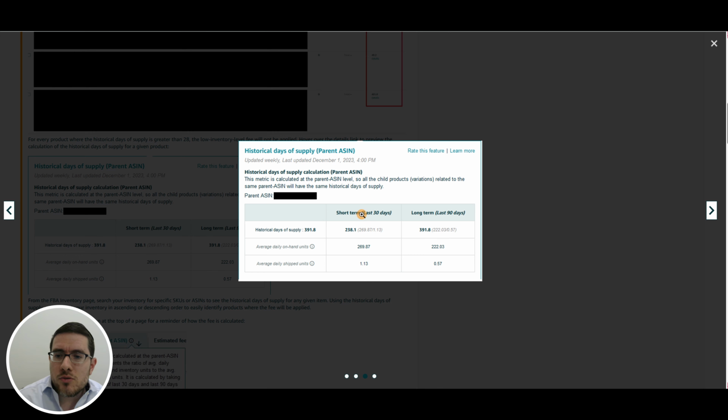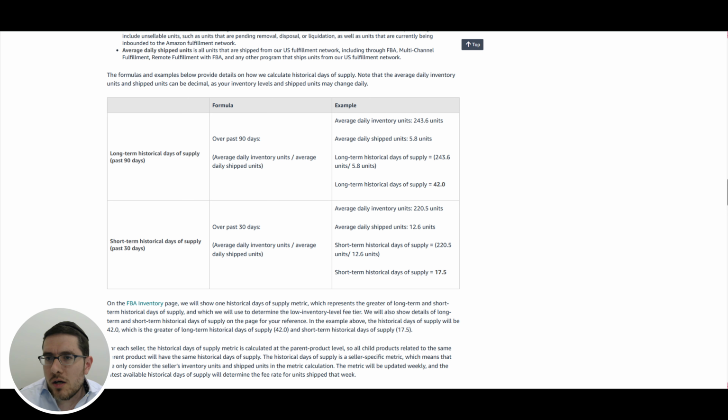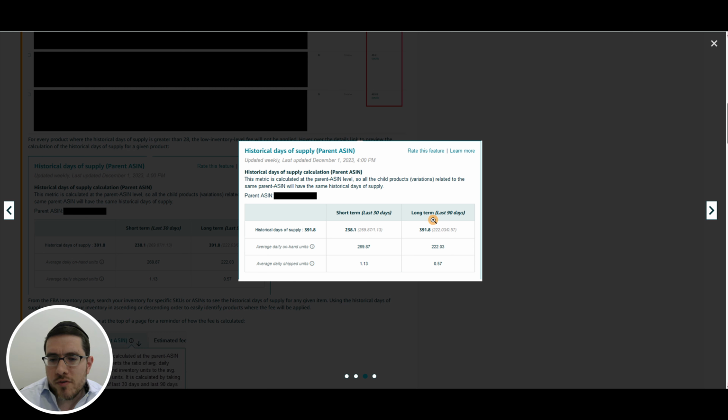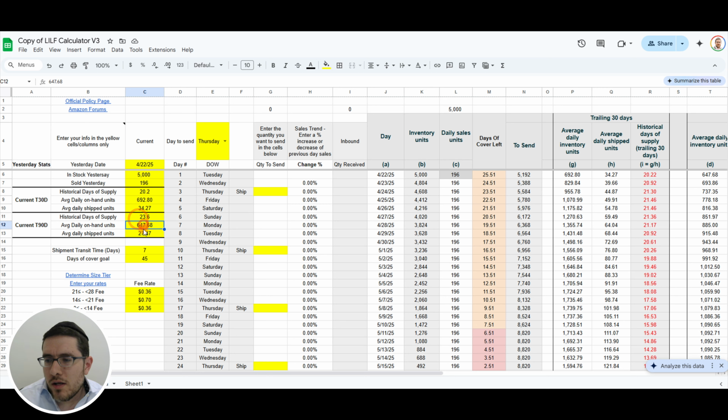This is Amazon telling you as of the last date that it was updated. Amazon updates this once a week. So it will give you the information that you need to copy in here. You will have your short-term numbers, three numbers: historical days of supply, average daily on-hand units, and average daily shipped units. You will copy that into here. And then they will give you it for 90 days. Again, the same three metrics, which you will enter over here.